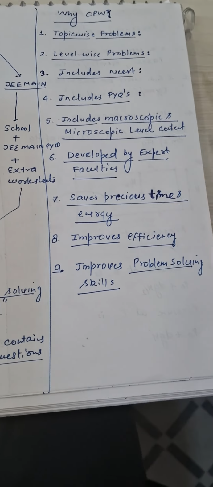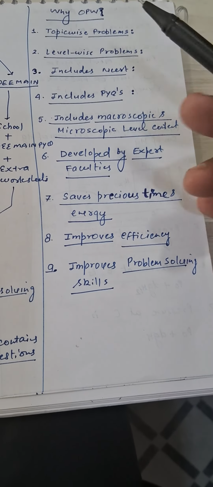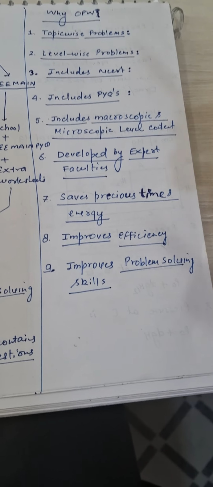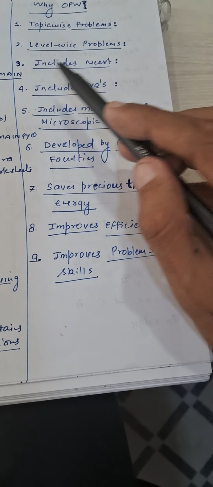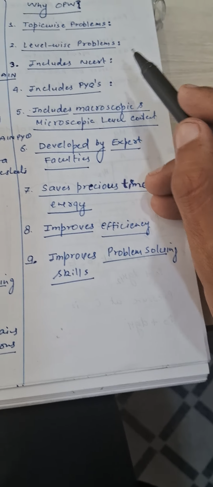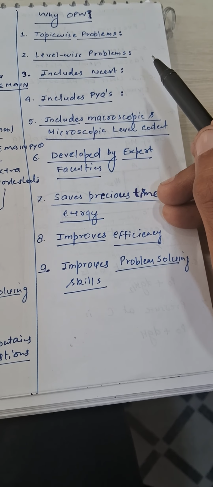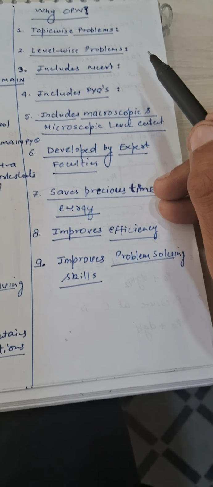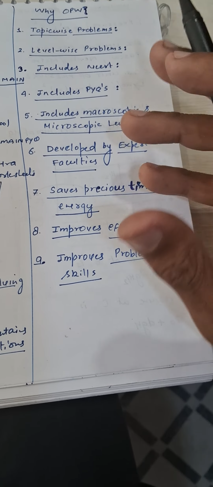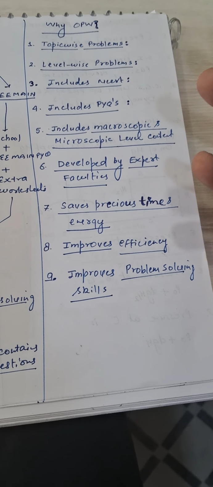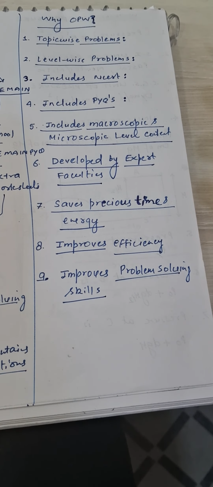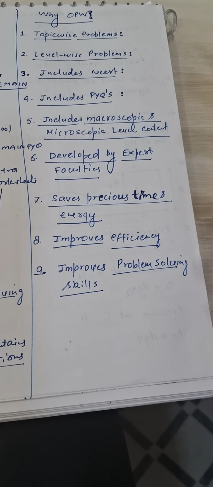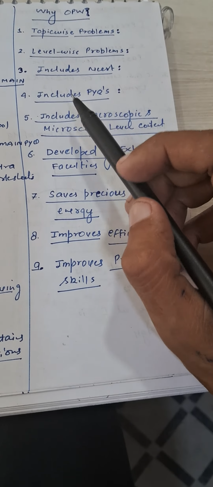Now the question arises, why optimal physics worksheets? What is the advantage of these? Let's discuss. The first thing is there are topic wise problems. Second, there are level wise problems. Corresponding to each topic we have three levels: the basic level sheets, then PYQs, and then the third level is the extra sheets. So it depends on the students how much they can absorb. It's a sort of customized physics course for them as per the student.